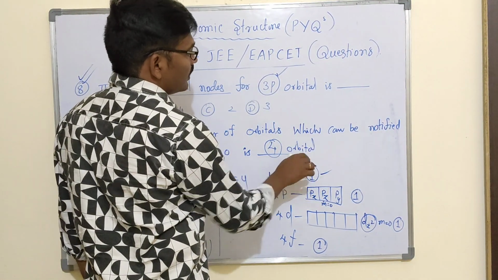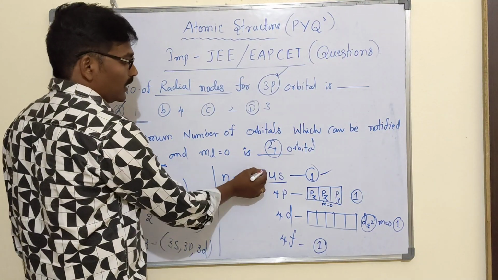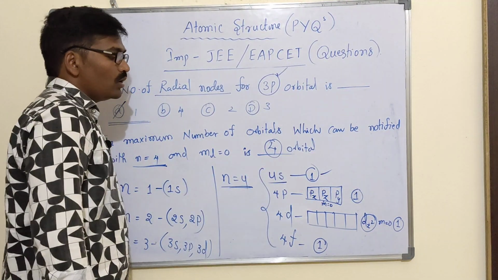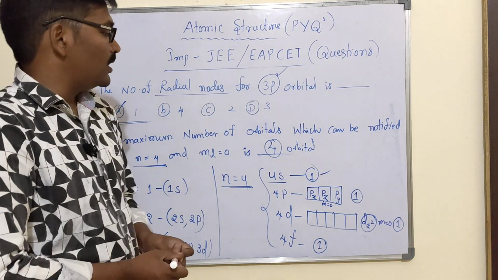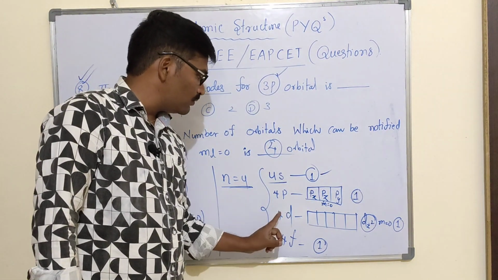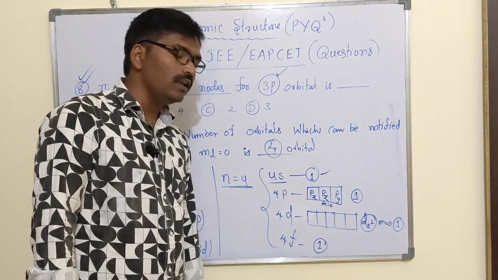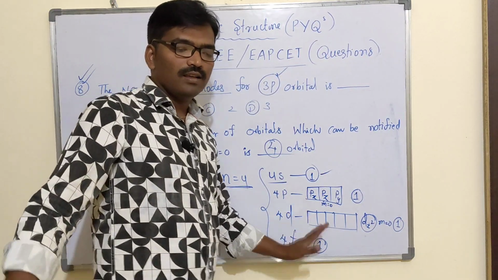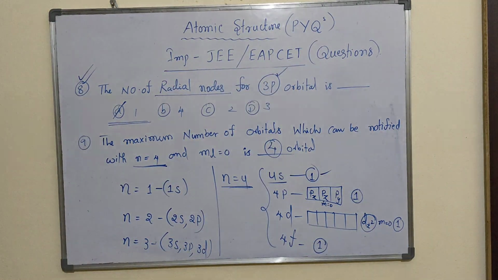So for n value 4, how many orbitals have m value 0? 4. One in 4p, one in 4d, one in 4f, and one in 4s. Clear? Yes, note it, both questions.